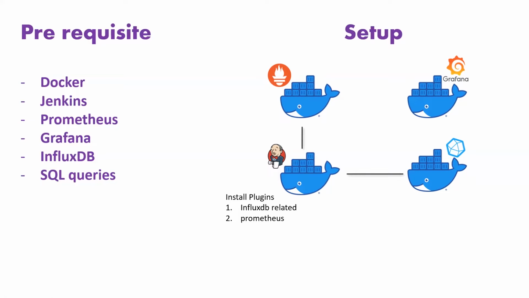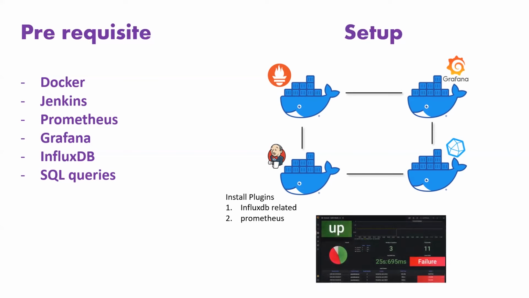Once that is done, I'm going to create a few folders and jobs in Jenkins to push data over to Prometheus and InfluxDB. Once data is available in Prometheus and InfluxDB, I'm going to add the data sources in Grafana. Once the data sources have been added, I will start creating the panels in the dashboard. These are the steps that I'm going to follow to set up my environment. Once the environment is ready, I'll be able to start creating the dashboard.